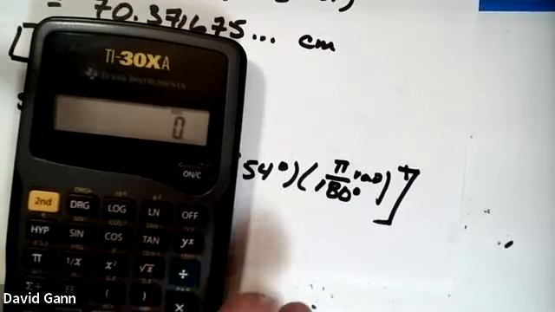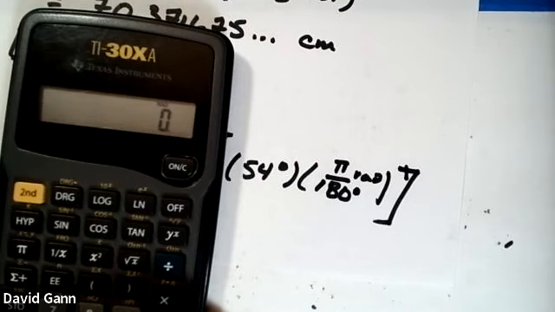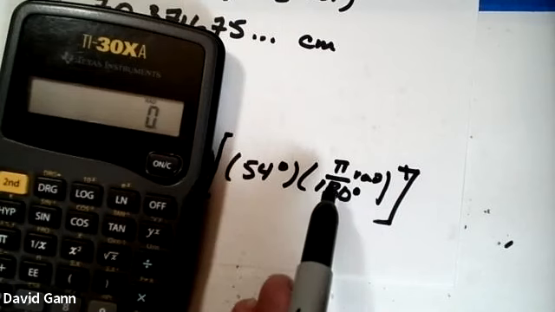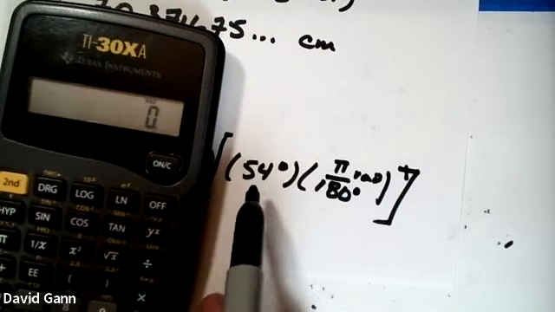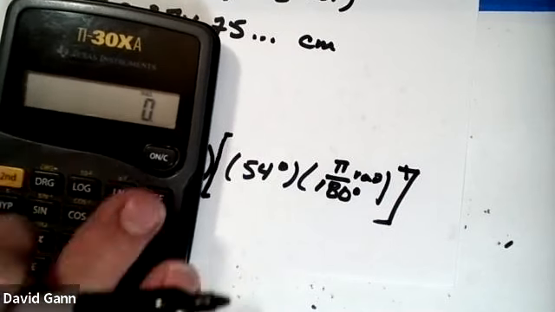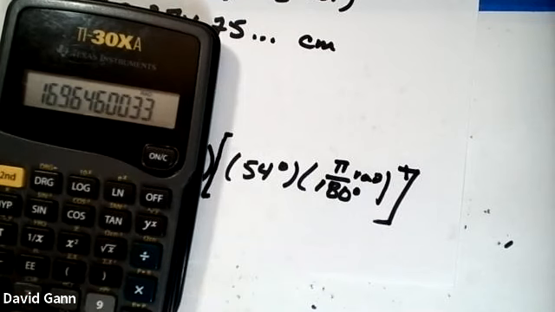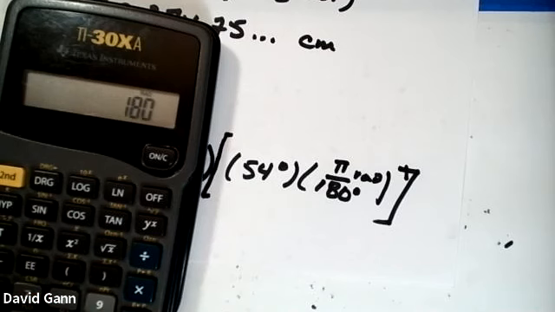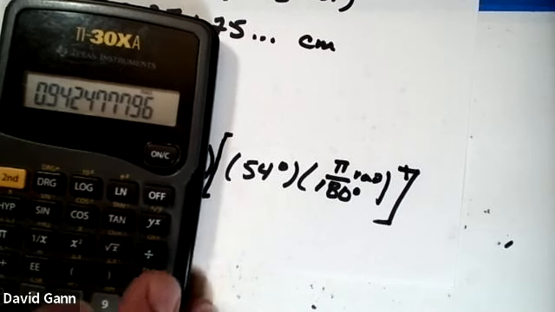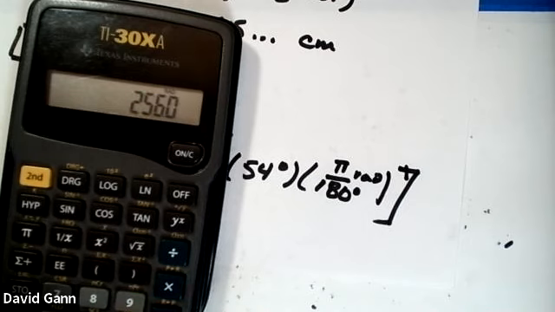I usually like to start over here with the conversion, because then I can hopefully catch many mistakes, because I know offhand that 1 radian is 57-ish degrees. So if this number doesn't come out to just a little bit below 1, then I know I've made a mistake. So 54 times pi divided by 180 degrees. Notice that's 0.94, blah, blah, blah, as expected. And then I'm going to multiply the whole result by 25.60 centimeters.